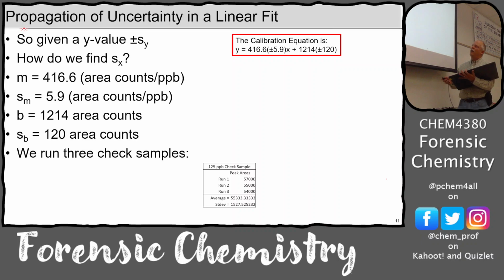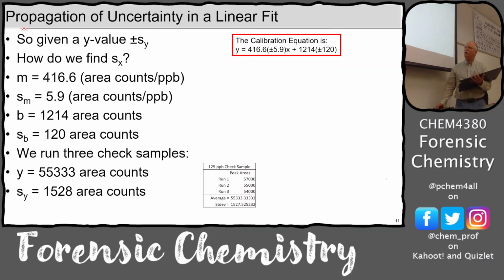Okay. And then we ran 3 check samples. So here's our 3 Y values, 57,000, 55,000, and 54,000. So those are our 3 Y measurements. We can average those at 55,333, and the standard deviation is 1527. So this would be Y and SY. So these would be our uncertainty values. So Y and SY are given here from this table. So with this information, we should be able to calculate X, and we should be able to calculate SX.